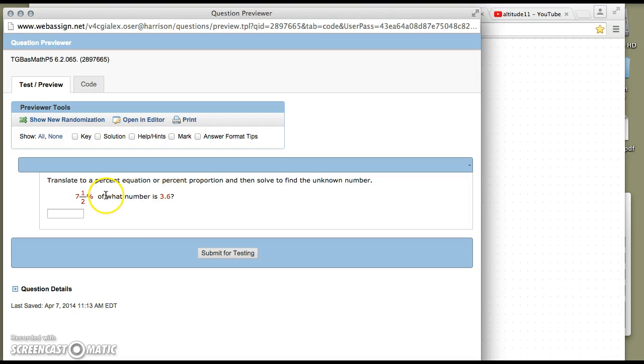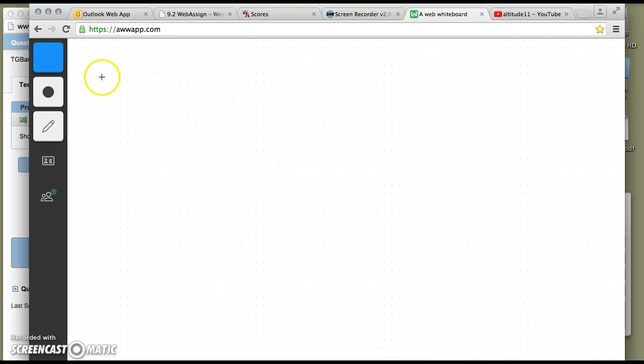And then finally, it's also important that we have the words what number, or really in terms of just our question, our unknown value, that's going to be our variable. So we have 7.5% of what number is 3.6. Let's start to see if we can write this down.